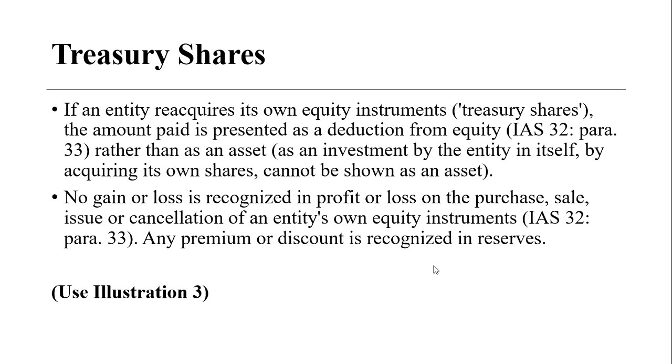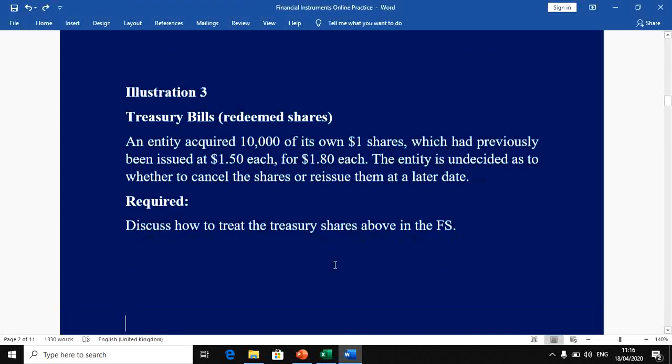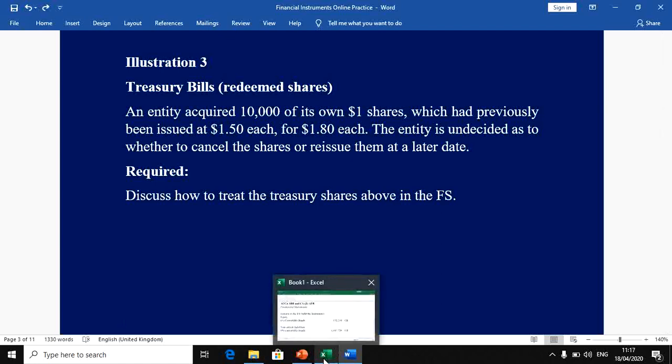An illustration again here will do. Let us go to our work. All right. Illustration 3, Treasury shares. An entity acquired 10,000 of its own $1 shares, which had previously been issued at $1.50 each, for $1.80 each. All right. So the entity is undecided as to whether to cancel the shares or reissue them at a later date. You are required to discuss how to treat the treasury shares above in the FS. Again, not as difficult as that looks.